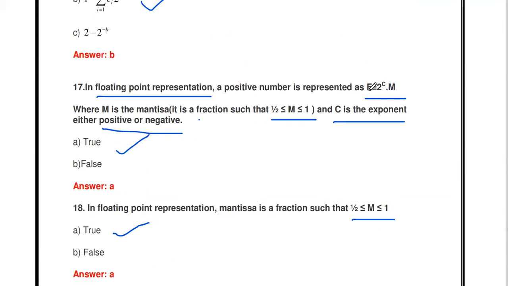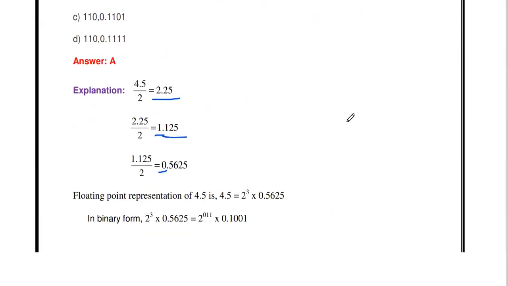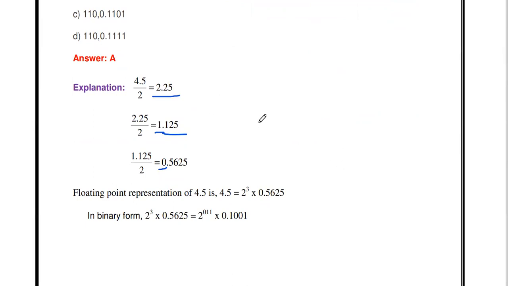That's why the 2 to the power c, the value in floating point representation. In floating point representation, any number can be represented as 2 to the power c into m, where c is the exponent. So the exponent value c is equal to 3. The 3 is nothing but how many times we divided the given number to get the fractional part. And the remaining 0.5625 is the mantissa.